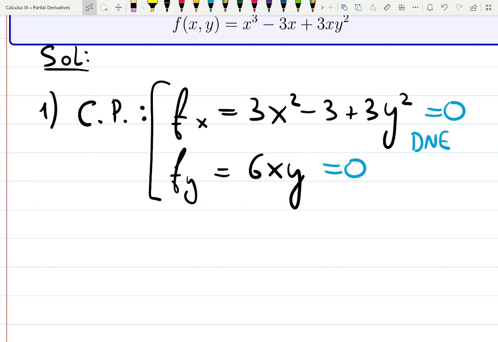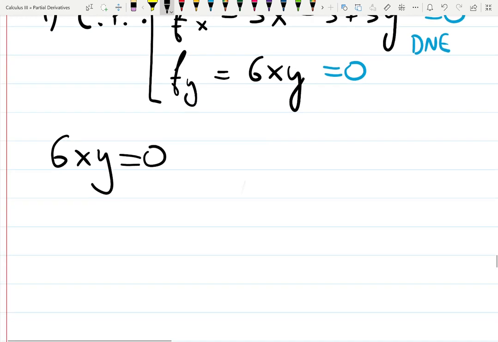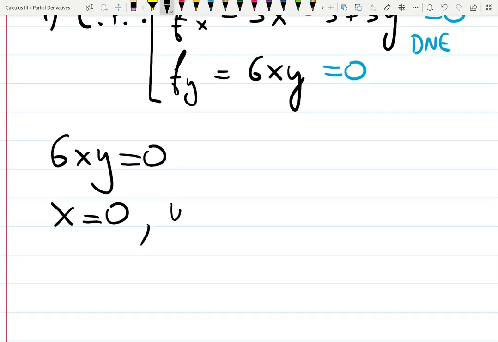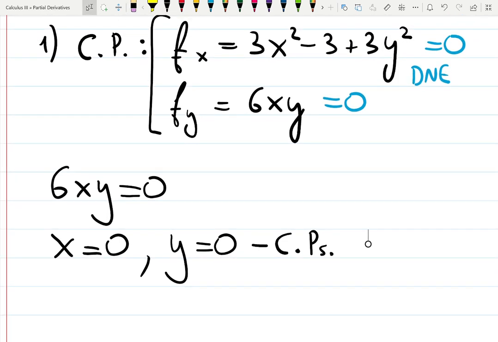Let's solve the first equation. It's complicated, so let's do the second one. 6xy equals 0 gives you 2 possible solutions. Either x is 0 or y is 0. Make sense? Those are critical points. Because the product of 2 gives you 0, so either or both. Right?